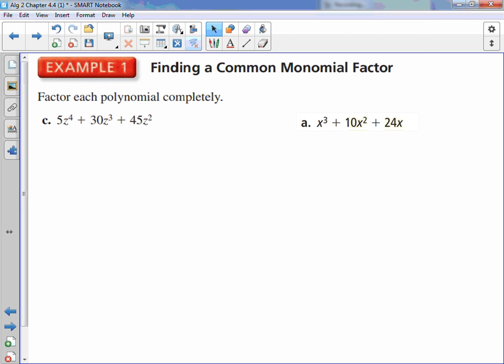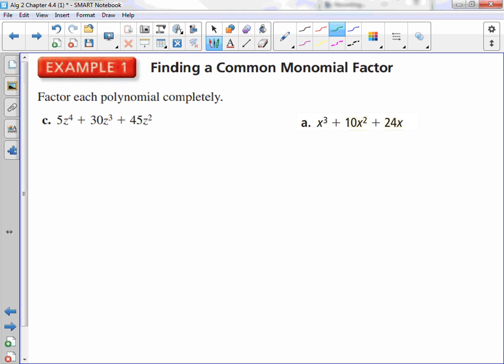Let's look at this next one here: x cubed plus 10x squared plus 24x. Is there a greatest common factor between all three terms? x. Yes, there's an x term in all three, so I can pull it out of all three terms. If I pull 1x out of x to the third, I'm left with x to the second. If I pull 1x out of 10x squared, I'm left with 10x. And if I pull 1x out of 24x, I'm left with 24.